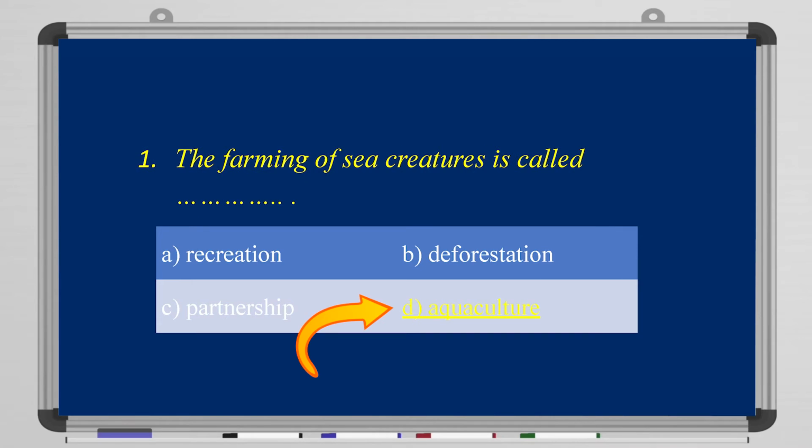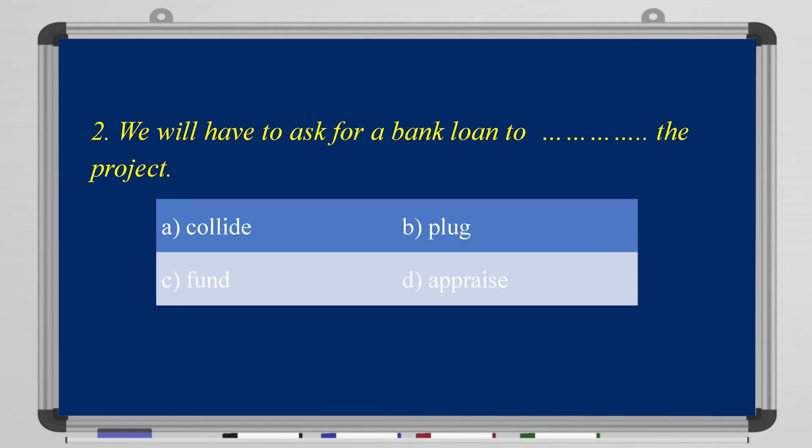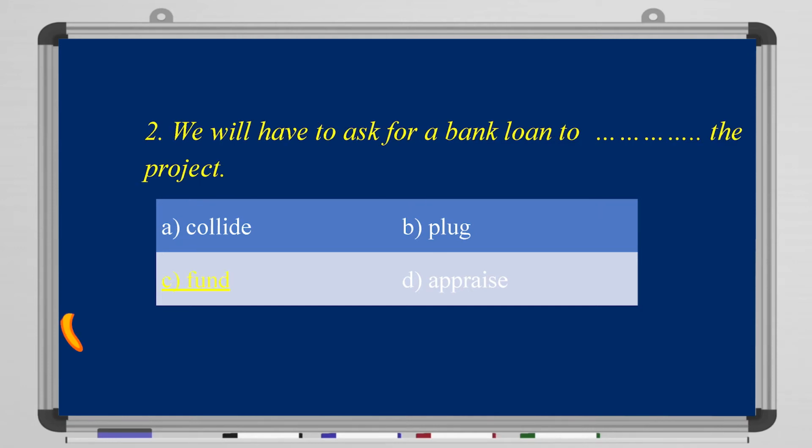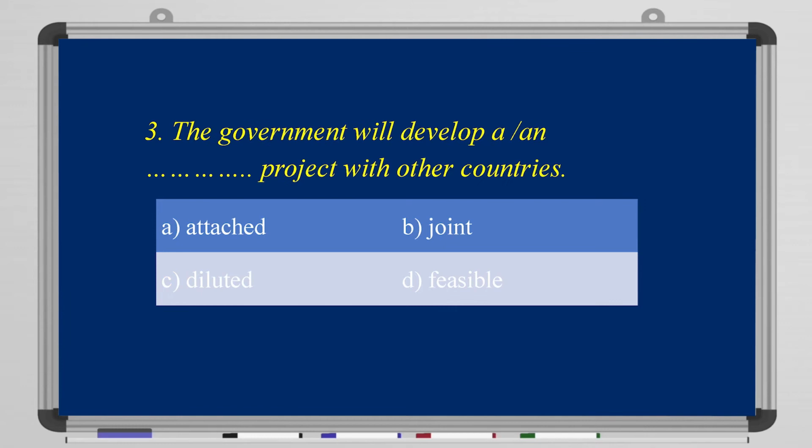Let's look at number 2. We will have to ask for a bank loan to blank the project. So you're going to a bank. Why? Because you want a loan to fund the project. Very good. Excellent. Let's look at question number 3.